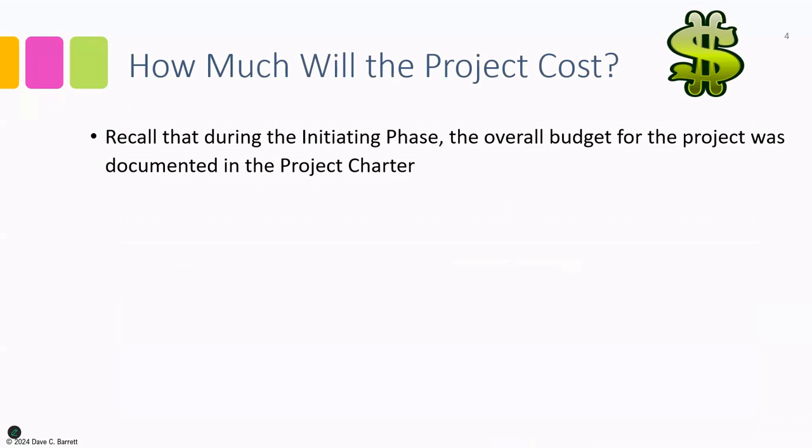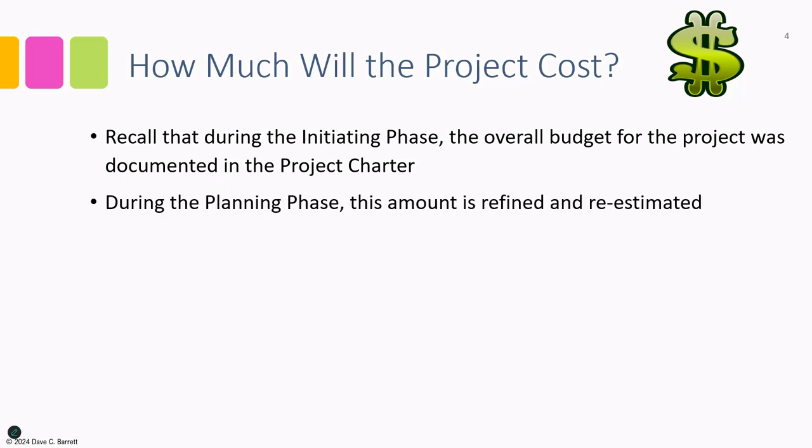Recall that during the initiating phase, the overall budget for the project was documented in the project charter. So one might think, well, okay, we're done. We know the cost of the project. Well, this isn't the case. This is the amount available, the amount that was budgeted for this work, but it doesn't necessarily mean what the project scope that was defined will actually end up costing. So during the planning phase, this amount, the cost, the budget needs to be refined and re-estimated based on the planning work that was done. We can't just rely on whatever was said in the project charter. That might not be reality.